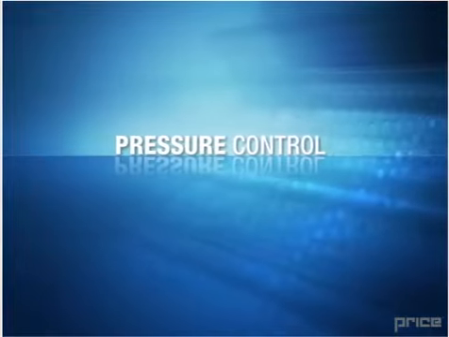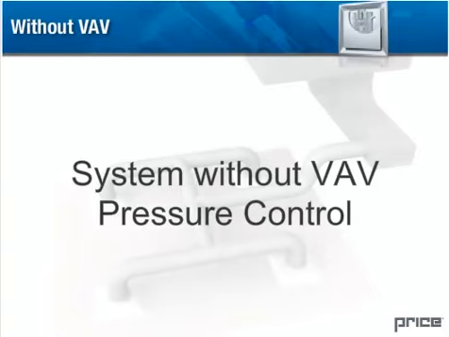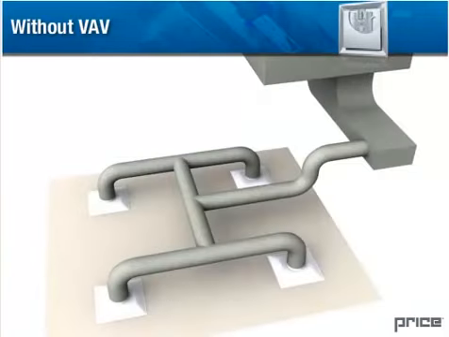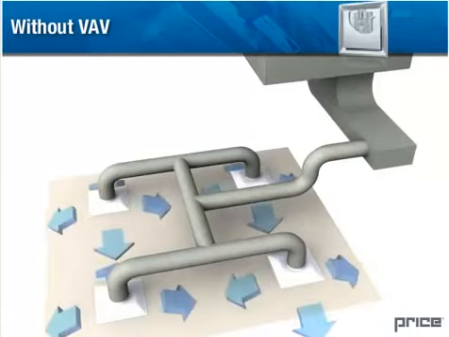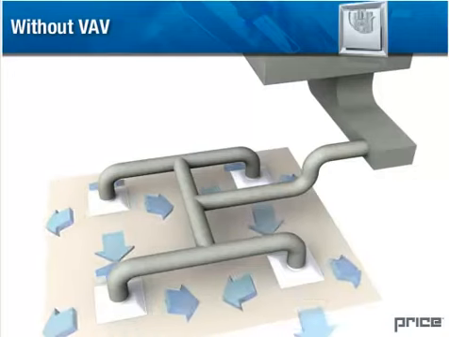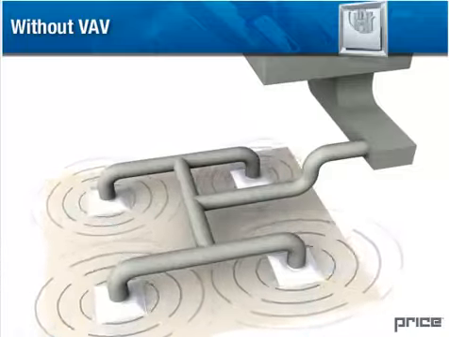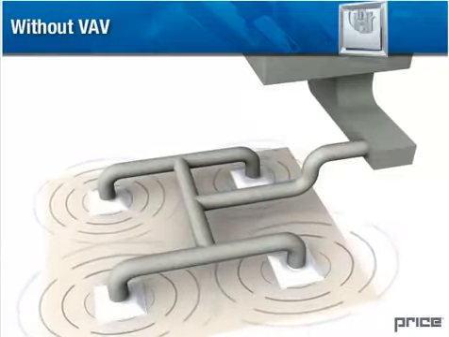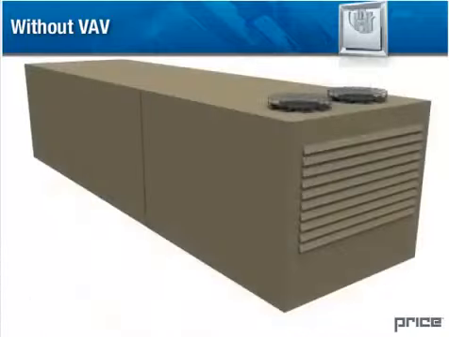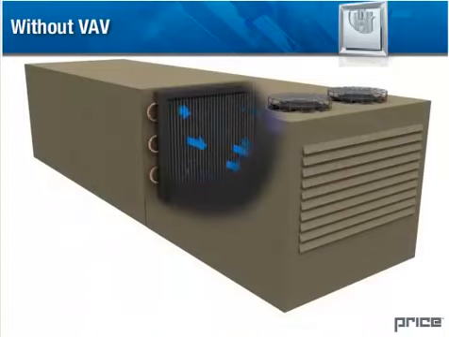Pressure control. System without VAV pressure control. It is important to control the system pressure for two main reasons. The first is to maintain design noise levels. If the pressure in the ductwork exceeds the design, the noise levels of the diffuser will increase beyond the design conditions when they throttle the air based on room load. The second reason is to prevent the DX coil on a rooftop unit from freezing over.